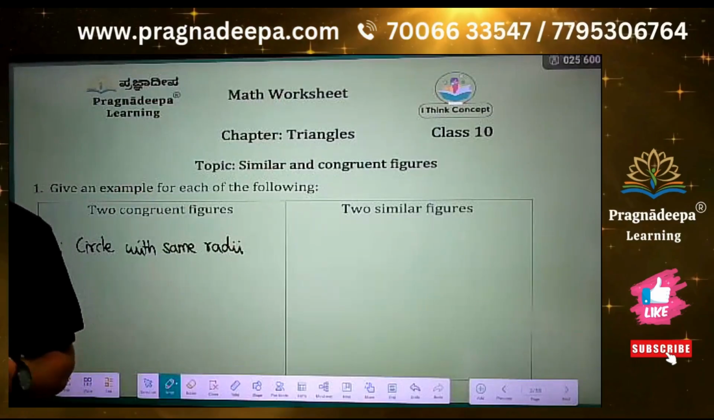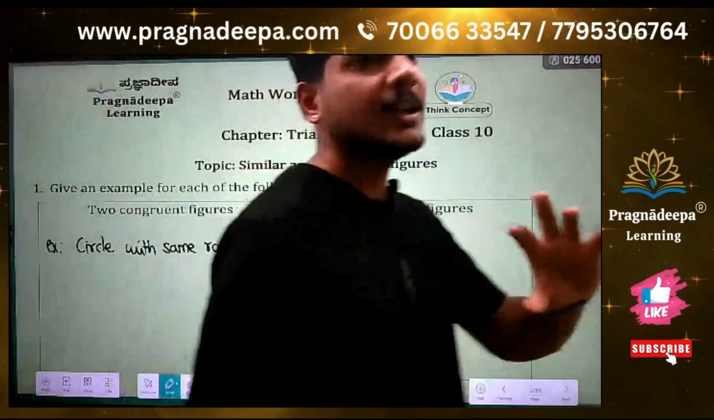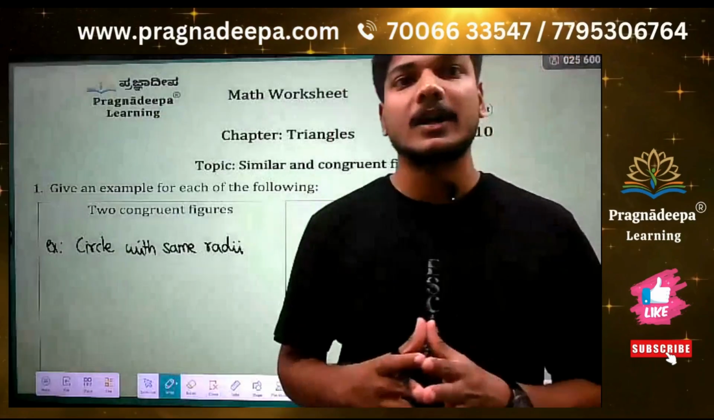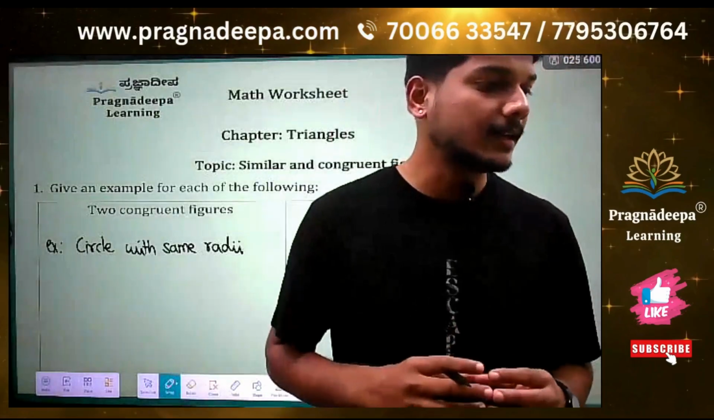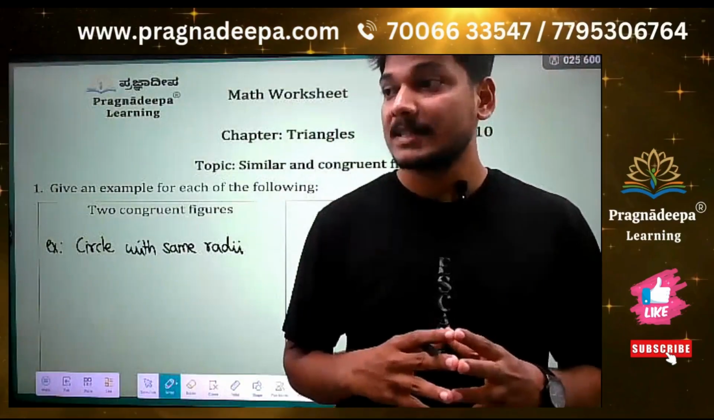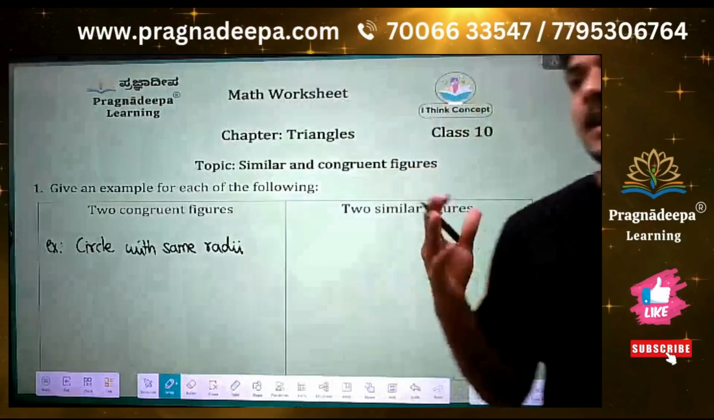There are two types of circles. One is congruent circles, another one is concentric circles. Concentric circles are similar, because there the radius keeps on changing.